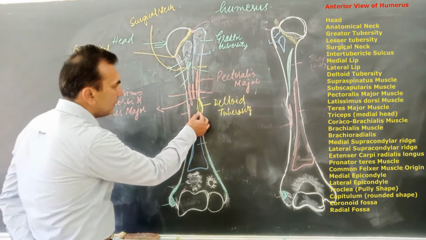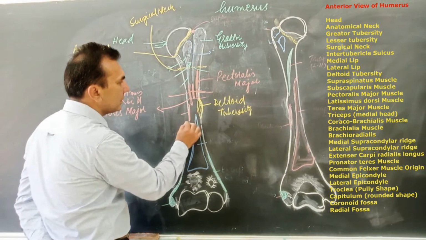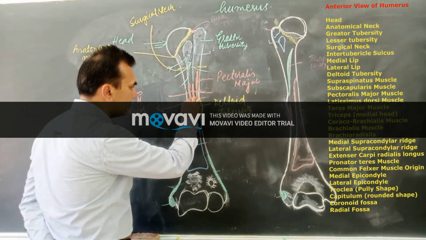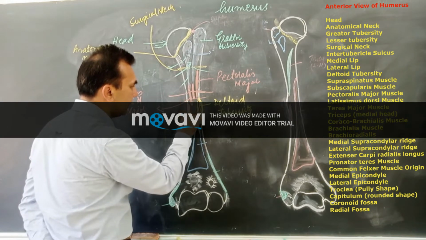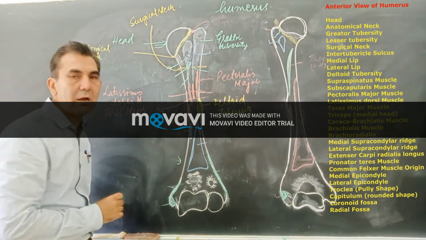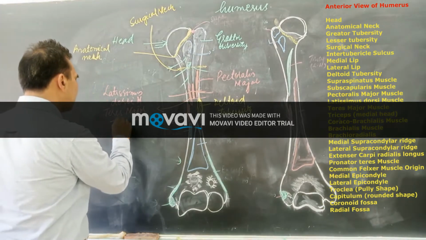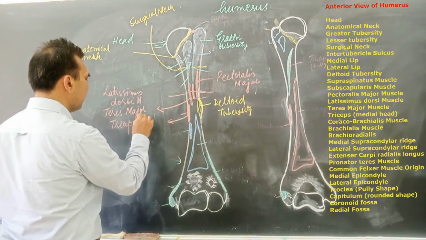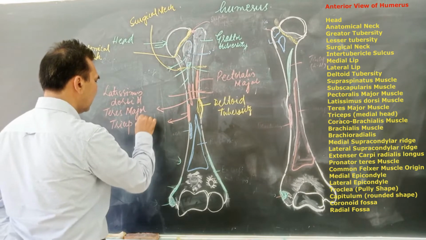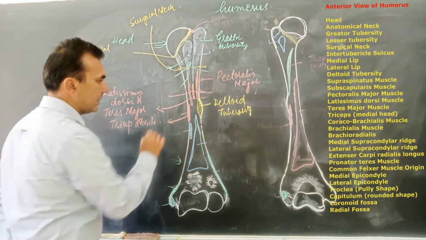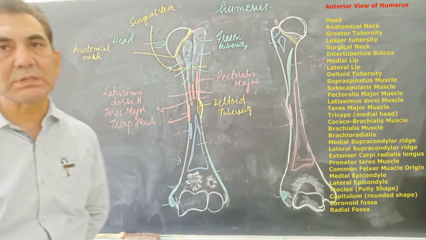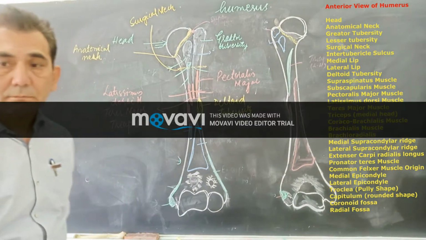Just opposite of the deltoid, on the medial border, is another surface area, and this surface area is for the triceps muscle attachment. This is the triceps muscle attachment area.